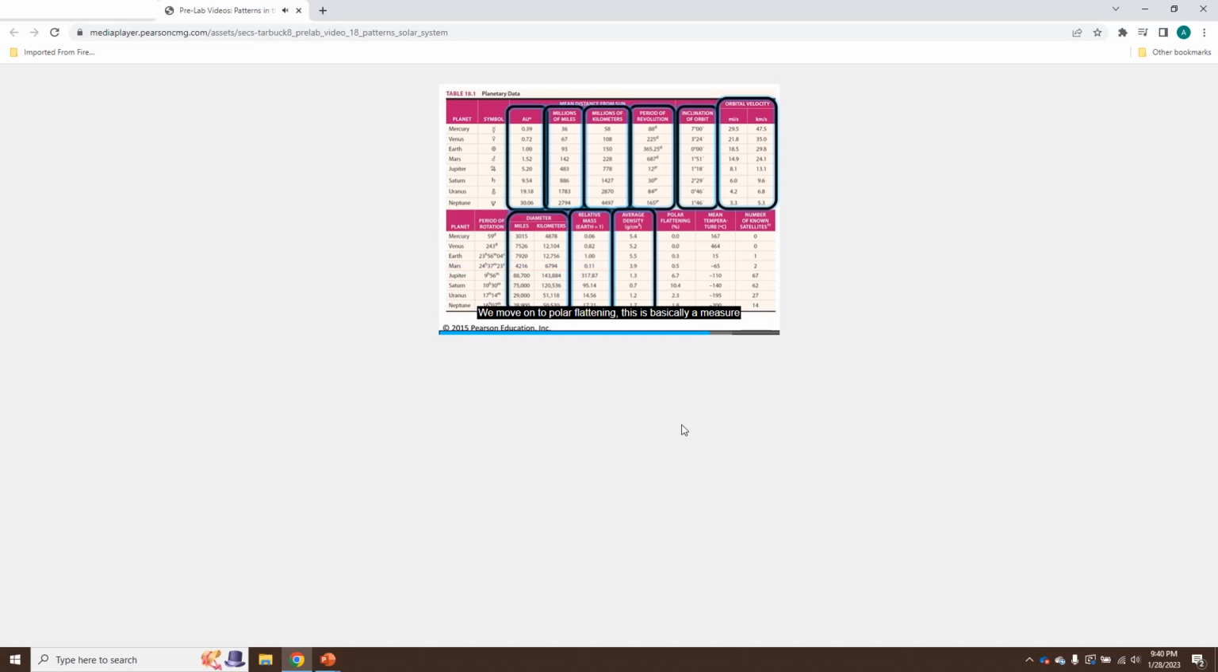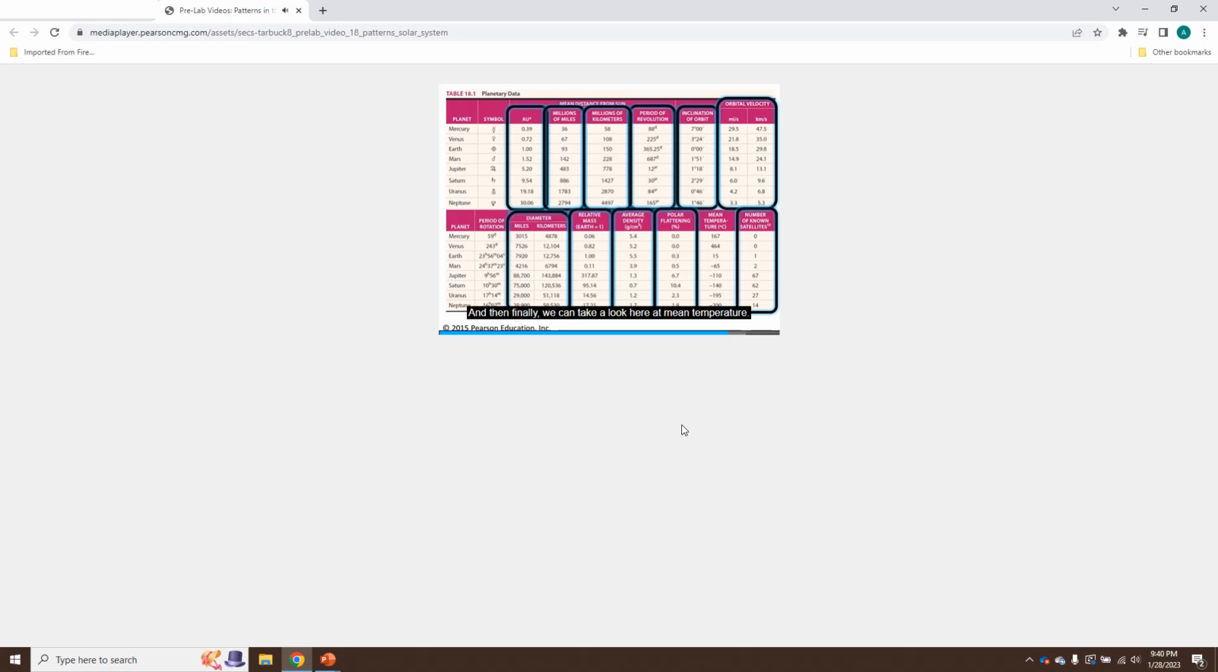We move on to polar flattening. This is basically a measure of how squished a planet is from its north pole to its south pole. In other words, how fat it is around the middle. And you can see that for the terrestrial planets, those values are relatively low. For the Jovian planets, they're relatively large. The number of known satellites shows a similar pattern. The Jovian planets tend to have a lot of satellites. The terrestrial planets tend to have relatively few.